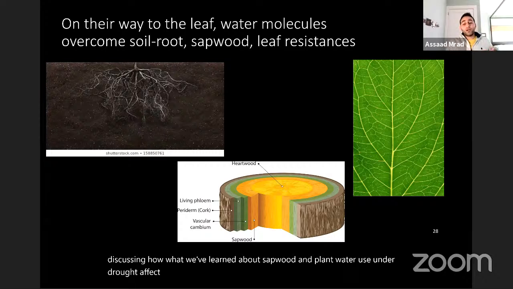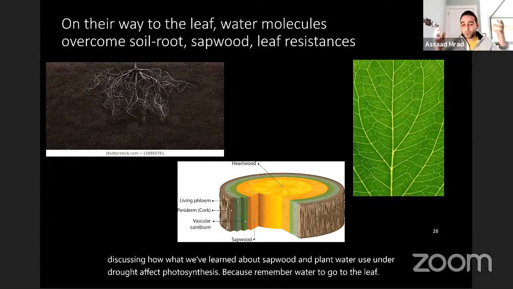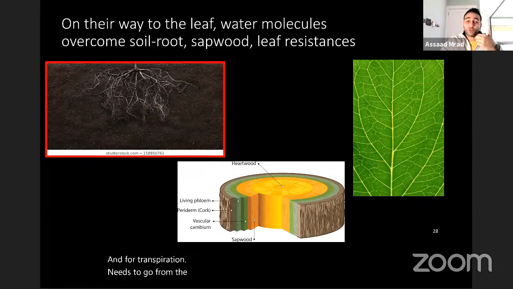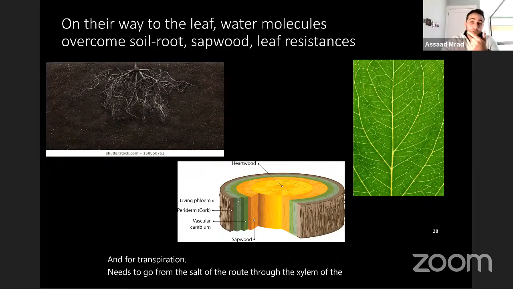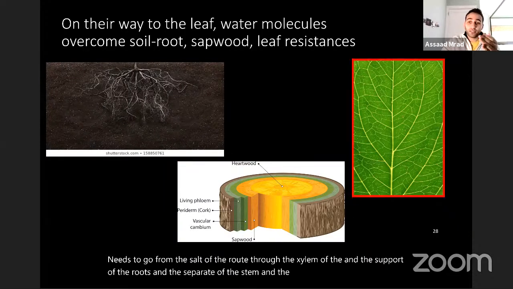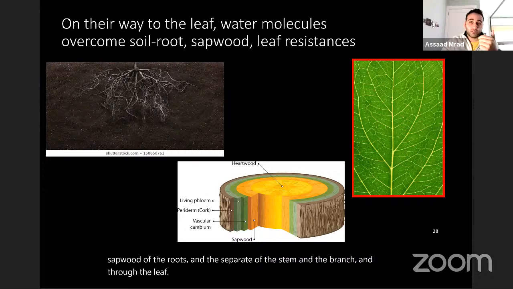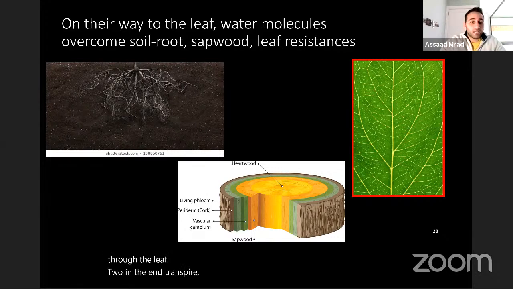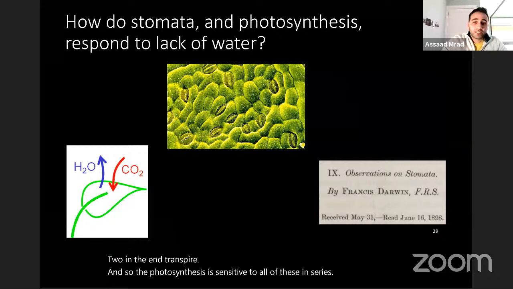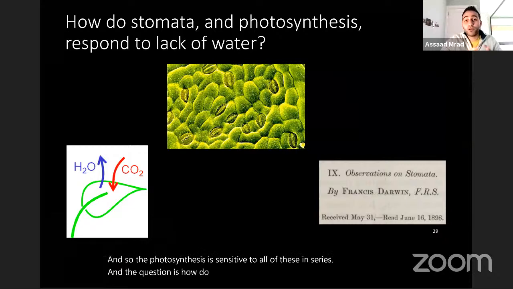Because remember, water to go to the leaf and for transpiration needs to go from the soil to the root, through the xylem of the root and the sapwood of the root and the sapwood of the stem and the branch, and through the leaf to, in the end, transpire. And so photosynthesis is sensitive to all of these in series. And the question is, how do stomata and photosynthesis respond to a lack of water in the soil?